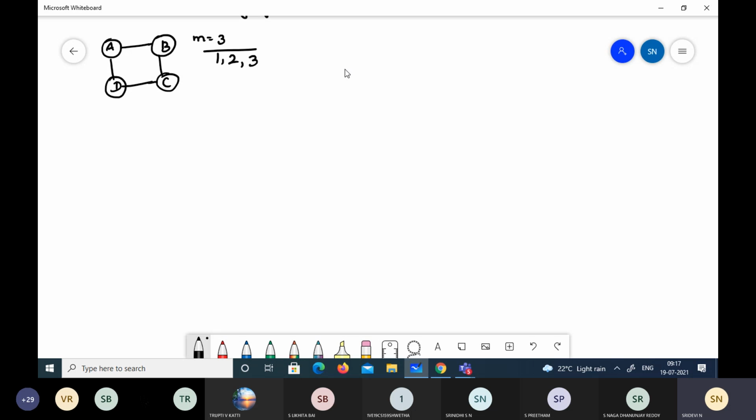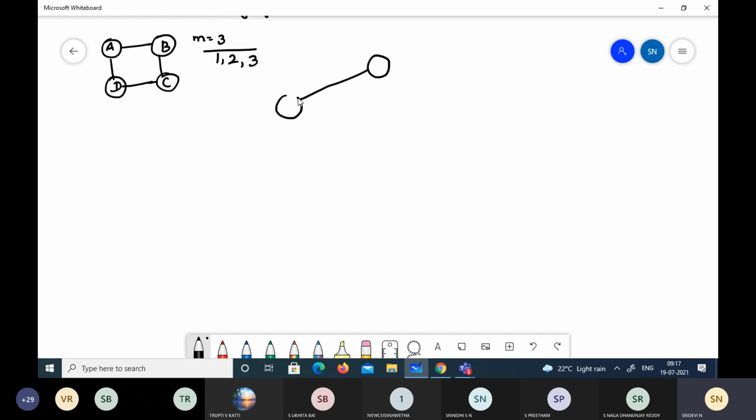Okay, let's start by constructing a state space tree. As you all know, we should start with a null node. In the first level, we will check what are the colors which can be given to A, in the second level, B, in the third level, C, and D in the fourth level. Okay, so let's start.